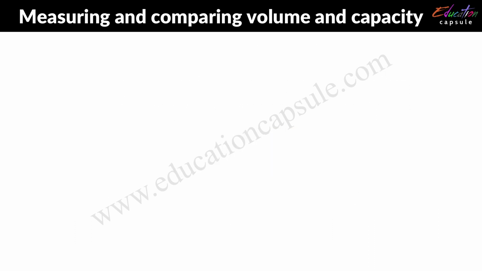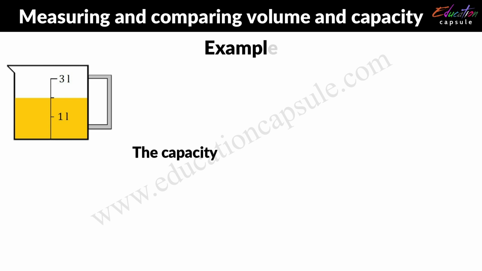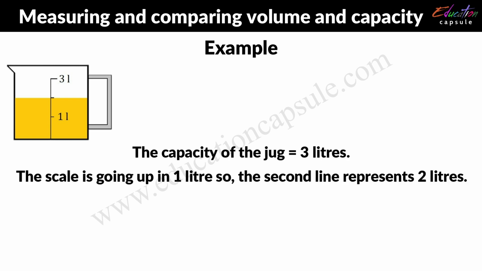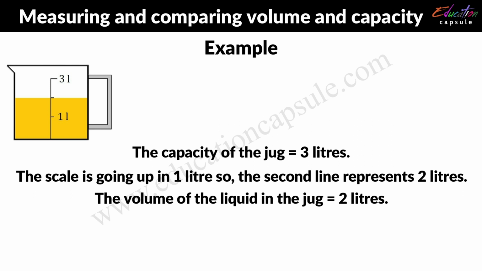Let us discuss one example here. The capacity of the jug is 3 liters. The scale is going up in 1 liter. So, the second line represents 2 liters. We can say that the volume of the liquid in the jug is 2 liters.